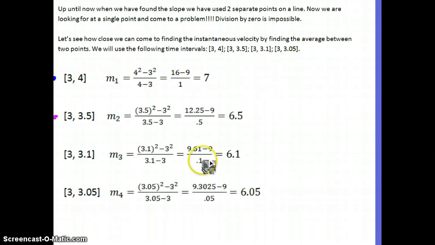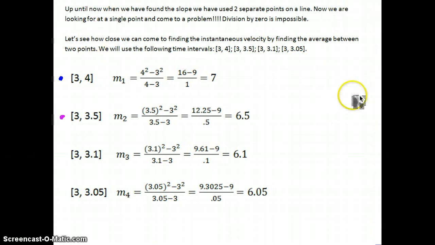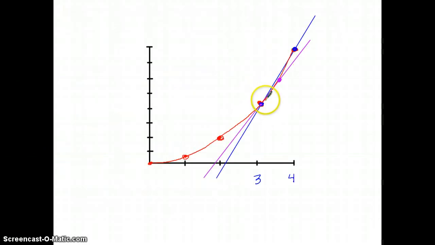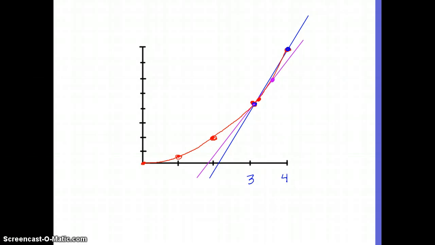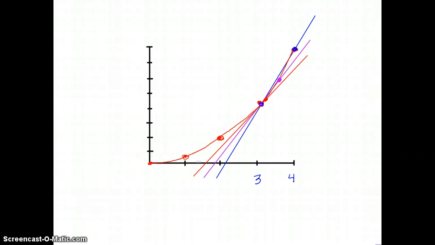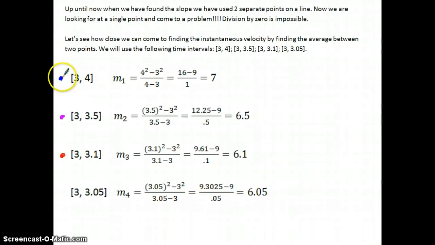Let's go ahead and try something else. Let's try 3 and 3.1. So we get even closer, really close to 3, and we draw our line here, and we could get even closer, and we see that our rate of change is getting closer and closer to 6. It looks like we're approaching 6.